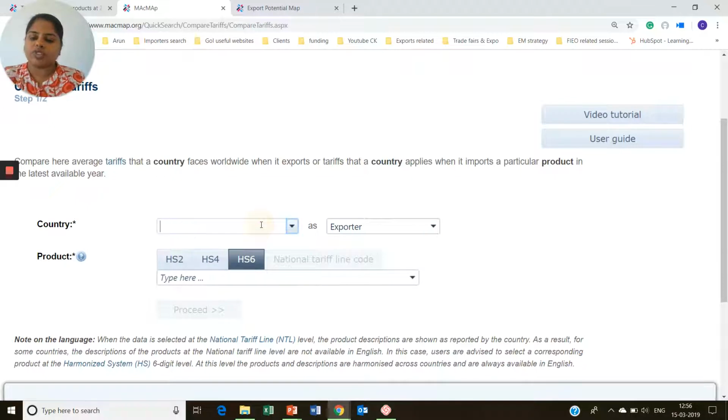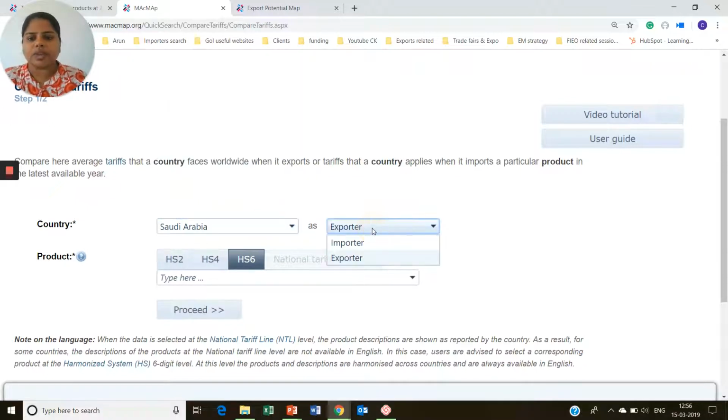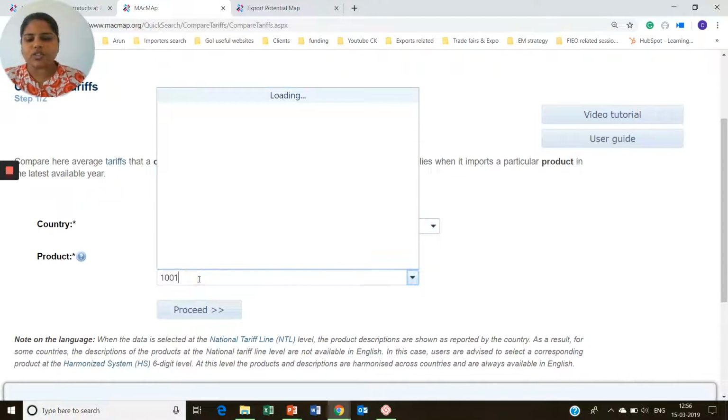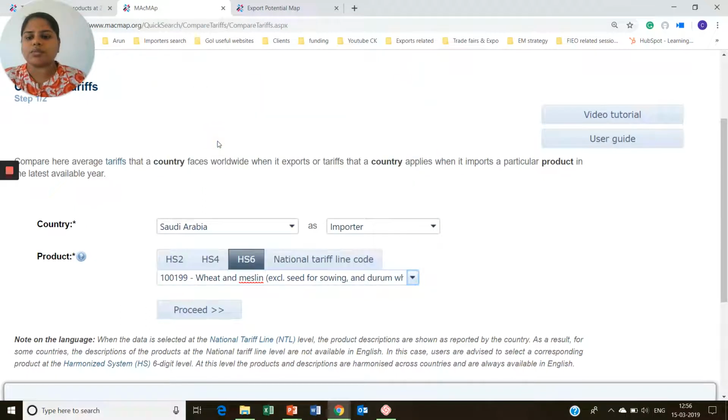So here I'm going to check Saudi Arabia. Saudi Arabia is an importer. So HS code 1001. It will show the wheat and meslin, excluding for sowing. This product is going for consumption or manufacturing some other product. Then I'll click on proceed.